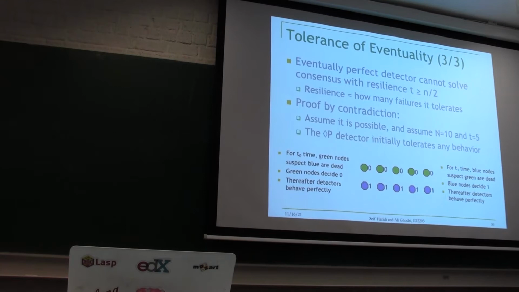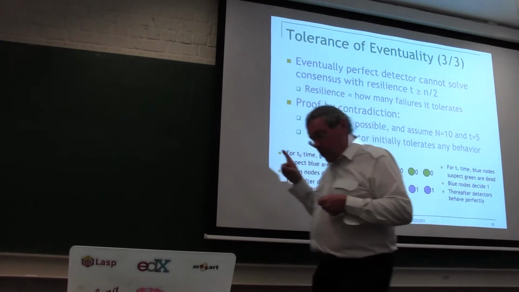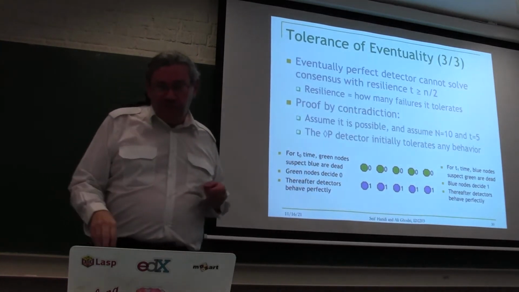Now this is kind of weird. We have 5 nodes deciding 0 and 5 nodes deciding 1. That's not really agreement. So there's a contradiction here. We have made a contradiction.